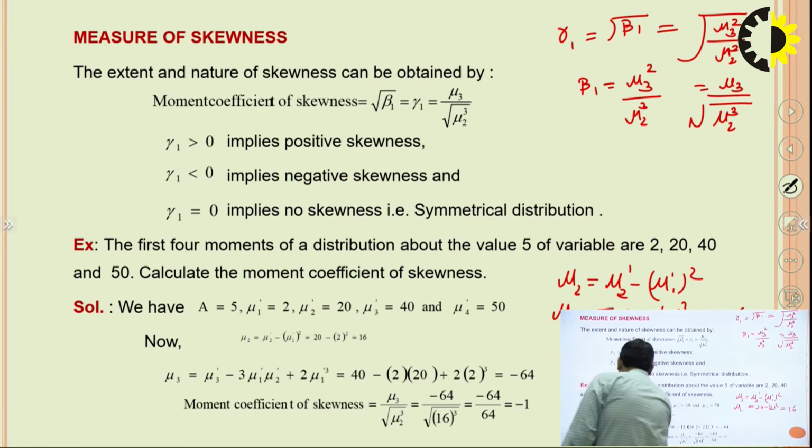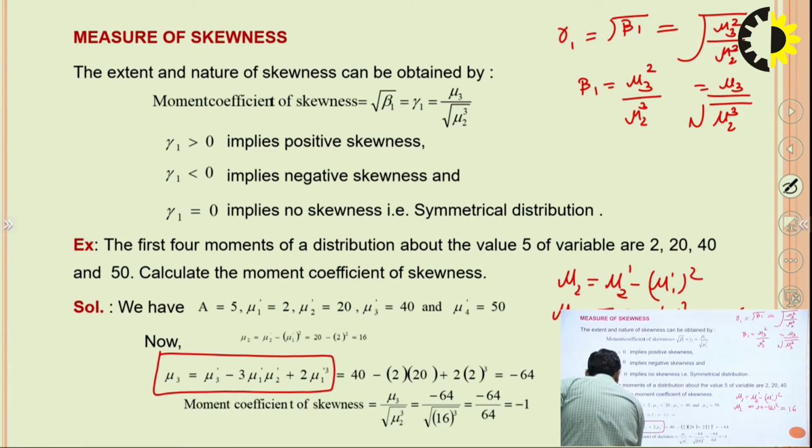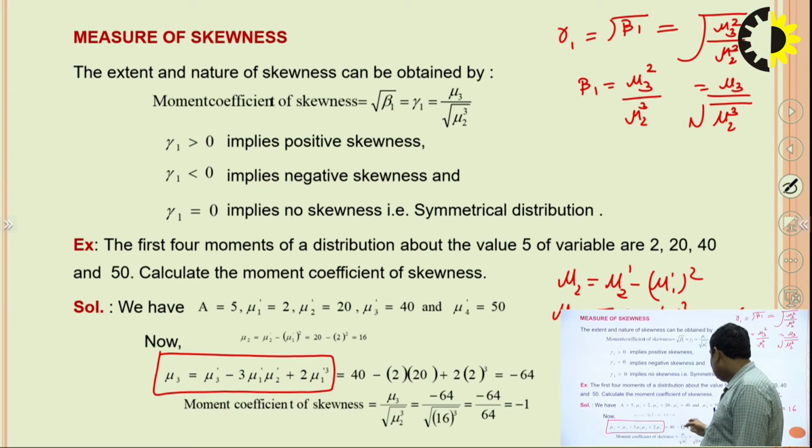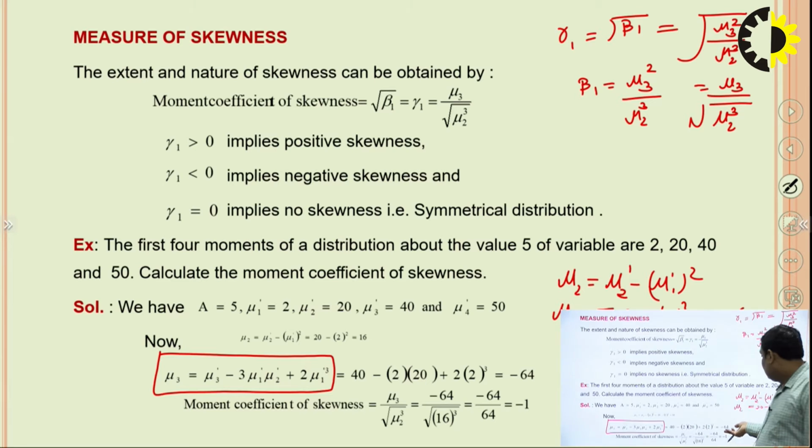Main formula: mu 3 equal to mu 3 dash minus 3 mu 1 dash mu 2 dash plus 2 mu 1 dash cube. Okay, important formula. Relation between raw movement and central movement: mu 3 equal to mu 3 dash minus 3 mu 1 dash mu 2 dash plus 2 mu 1 dash cube. Put all the values of raw movements mu 2 dash, mu 3 dash, and calculate. So here we find the value of mu 3 as minus 64 from the relation.